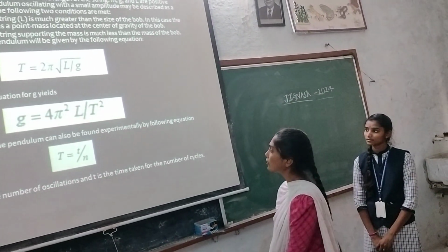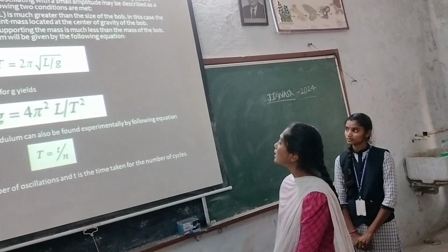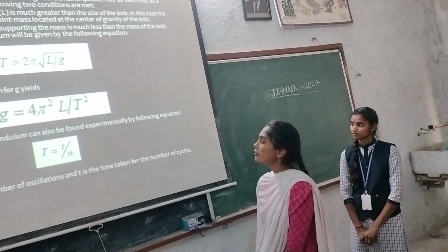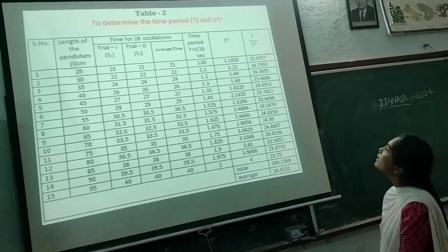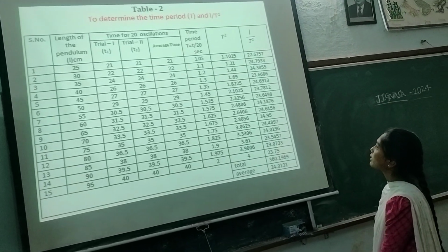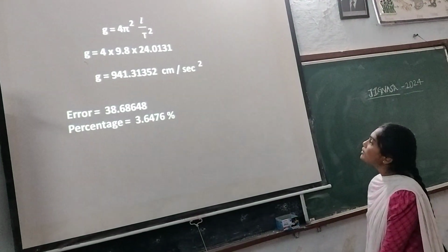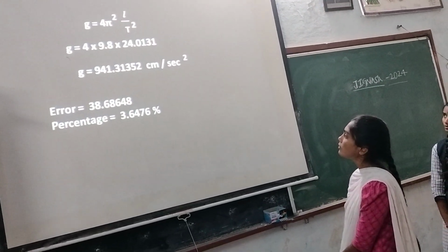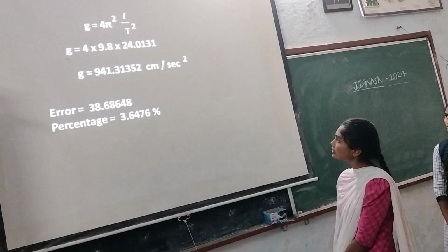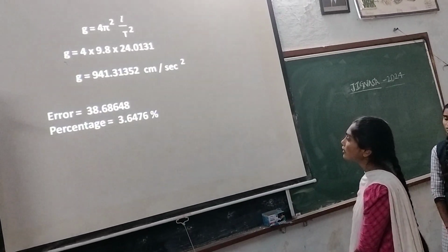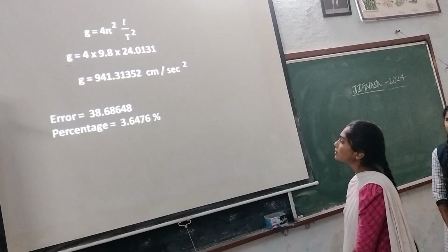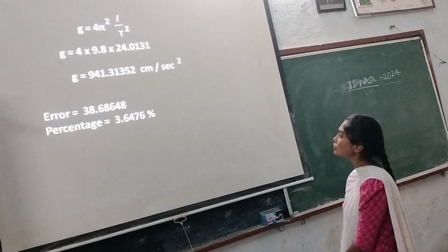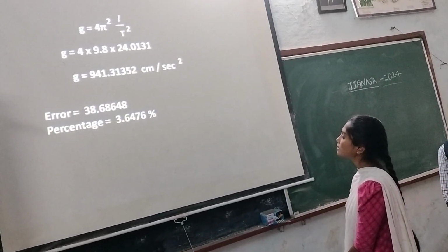The period of the pendulum can also be found experimentally by the following equation: T equals t by n, where n is the number of oscillations. Plotting the time period T against L, we get the slope L by T square. g equals 4 pi square L by T square. g equals 941.31352 centimeter per second square. Error: 38.683648, percentage error is 3.6476 percent.